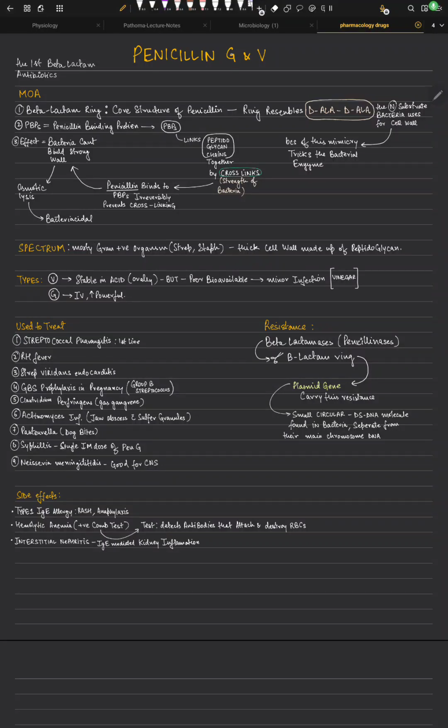Today, let's try to understand Penicillin G versus, not versus, just Penicillin V, right? These are the first beta-lactam antibiotics, and the mechanism and function of these penicillins is that they have something called a beta-lactam ring. This is the core structure of the penicillin, and this ring resembles something called D-Ala, right? This structure, D-Ala, is the normal substrate that bacteria use for the formation of the cell wall, right? So basically, penicillin is doing this mimicry, right?